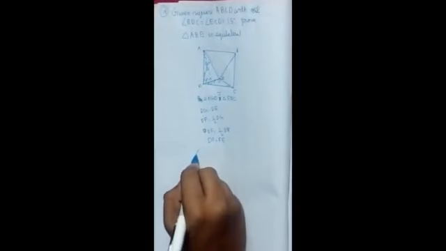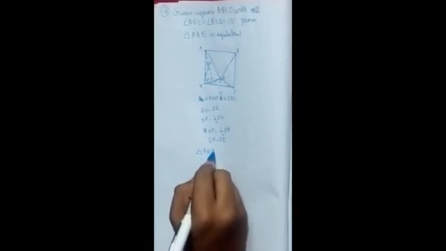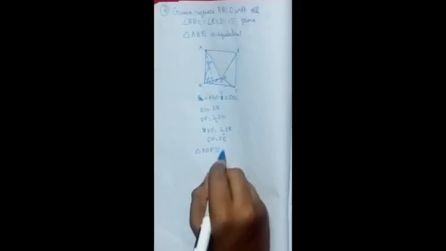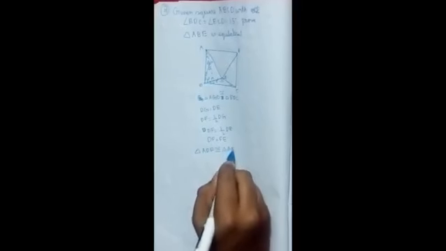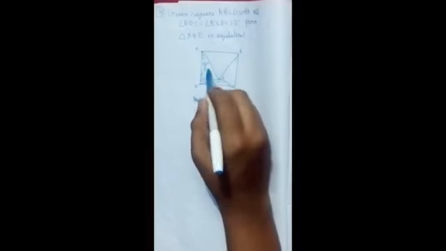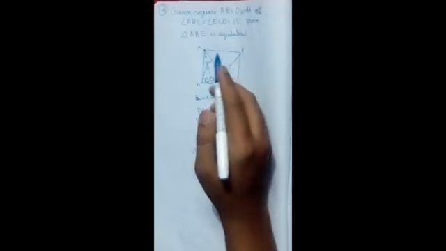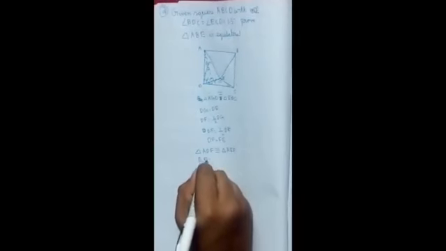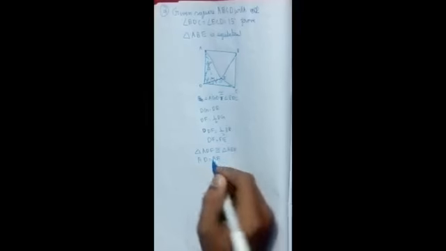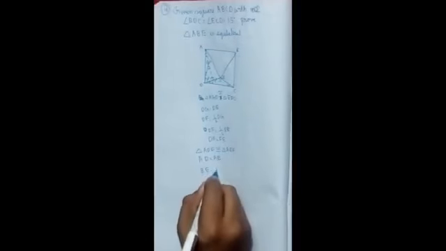Now I will say triangle ADF is congruent to triangle AEF. How? Because these two lines are equal, this line is common, and these two angles are 90 degrees. Then we can say they are congruent by SAS rule. Now, since these are congruent, by CPCT we can say AD is equal to AE. Similarly, by applying the same process on triangle BEC, I will get BE is equal to BC.